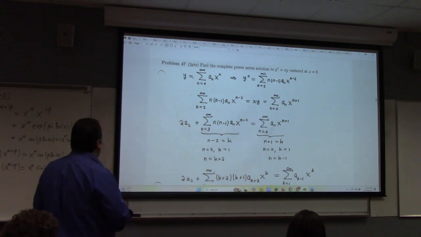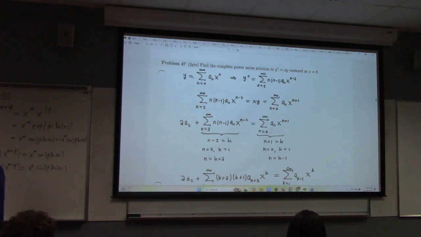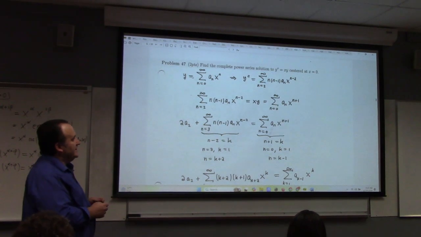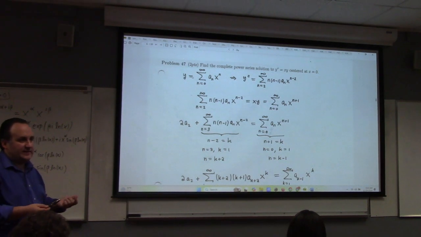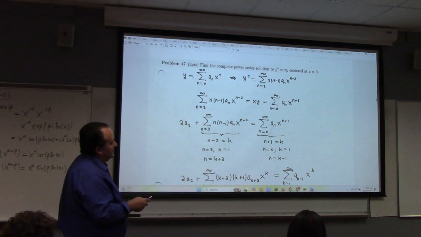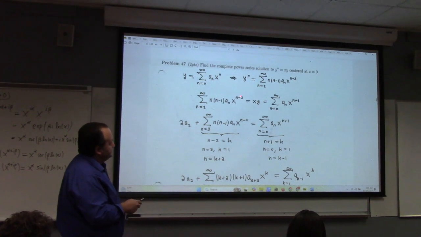At x equal to 0, where's that appearing? That's appearing in the sense that I'm looking at a sum of powers of x, right? If I said solve the differential equation at like 1, I would need to look at an x minus 1 to the n. But I said find the solution centered at 0. So we're doing that. So I plug it in.